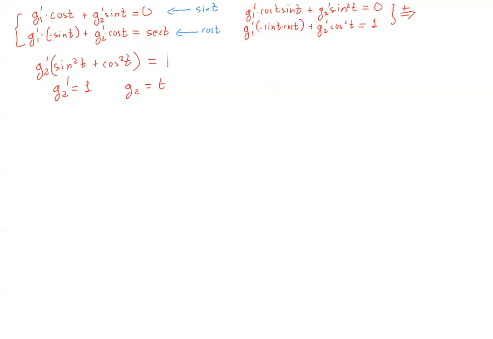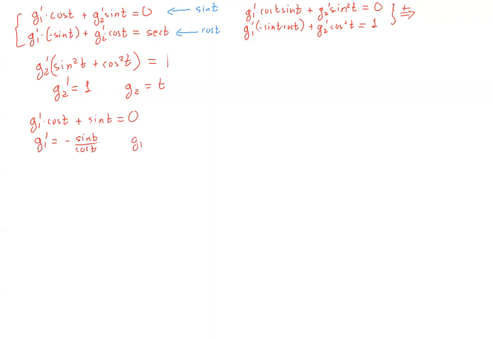Okay, and then now you want to find G1. How do you find G1? You simply appeal to the first equation that has G1 prime and G2 prime. You know that G2 prime is 1, so now you plug it in and you get G1 prime times cosine t plus G2 prime times sine t is equal to 0, which gives you G1 prime is equal to minus sine t over cosine t. Of course, you know this is tangent, but after all, it's much simpler to integrate it like this.